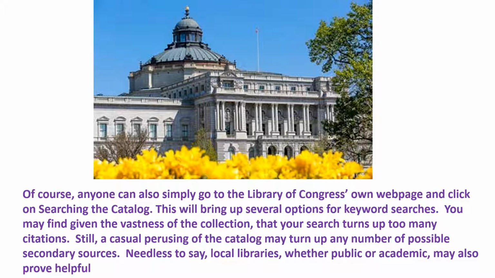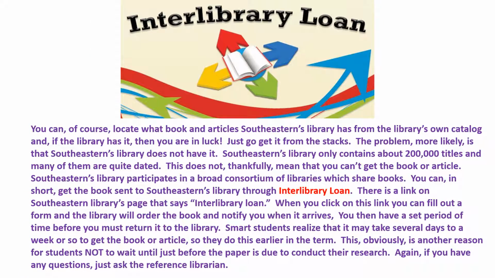All of them generally have cataloging services online. You can, of course, locate what books and articles Southeastern's library has from the library's own catalog. And if the library has it, then hey, you're in luck. Just go get it from the stacks. The problem more likely is that Southeastern's library doesn't have it. Southeastern's library only contains about 200,000 titles, and many of them are quite dated.